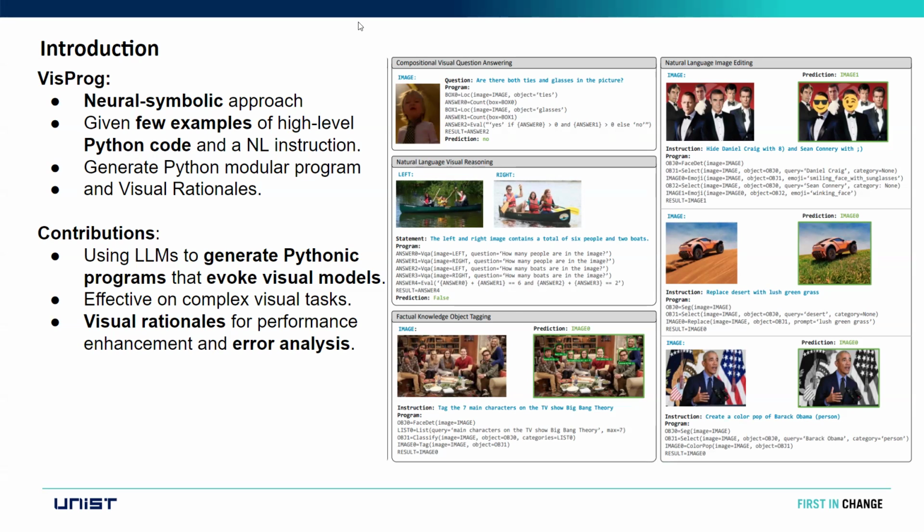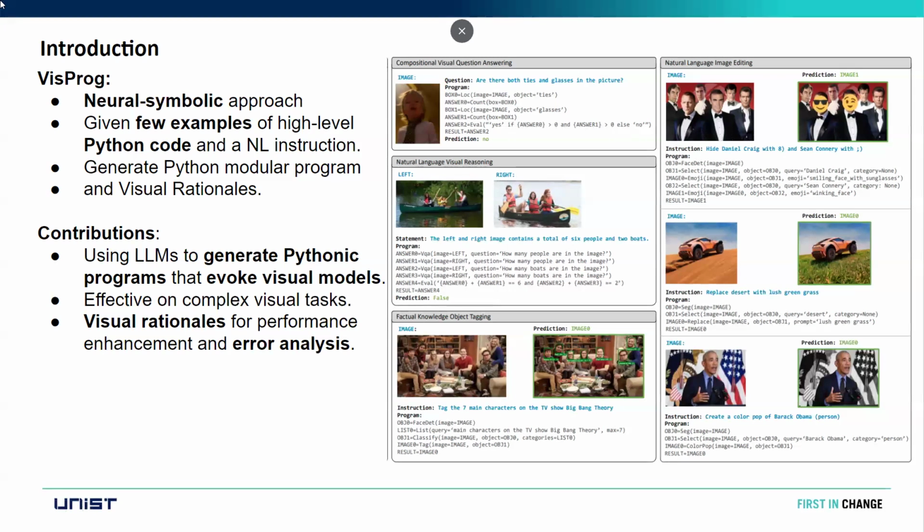You will see here. How can I zoom it in? Can I? No, right? Maybe it's too small for you, but the program will be like object 0, object 1, image, and here is the function that it will hand to the vision model. So it's something like this. And also the contribution is the visual rationale to enhance the performance and also analyze the errors.